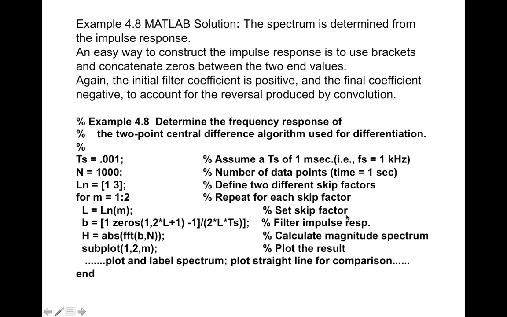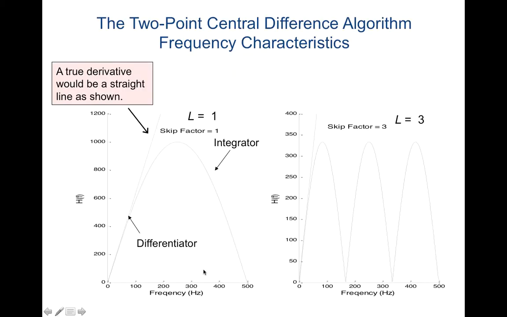Here's what that might look like. We've set up a sample with 1,000 data points, looking at two different skip factors, a skip factor of 1, a skip factor of 3, and then plotting and labeling the spectrum. Here's what happens if we have a skip factor of 1. Here's what happens if we have a skip factor of 3.